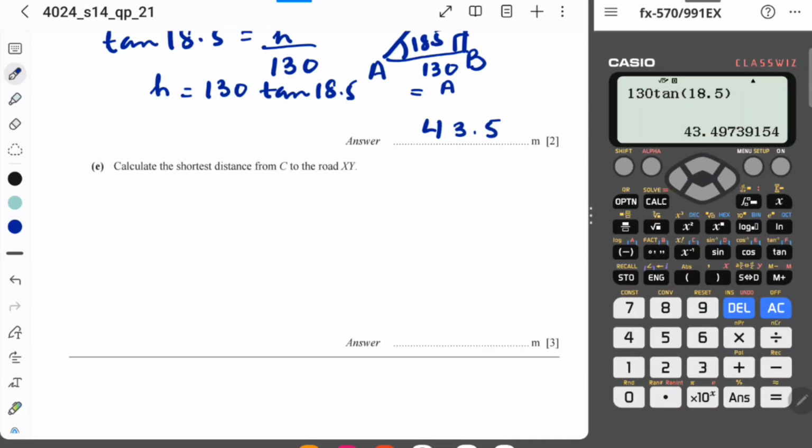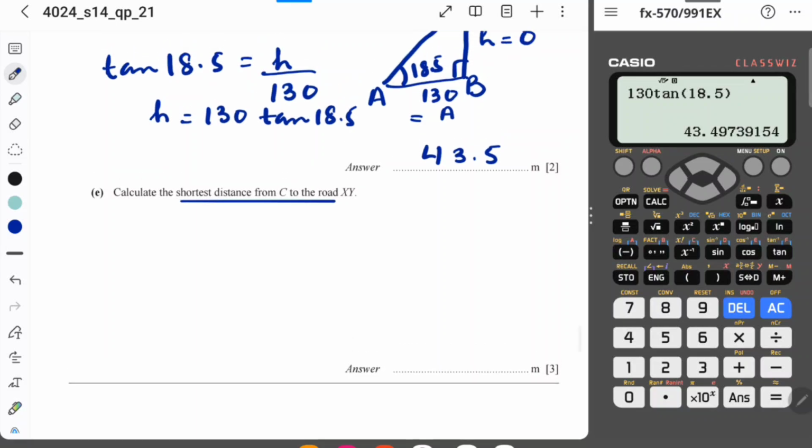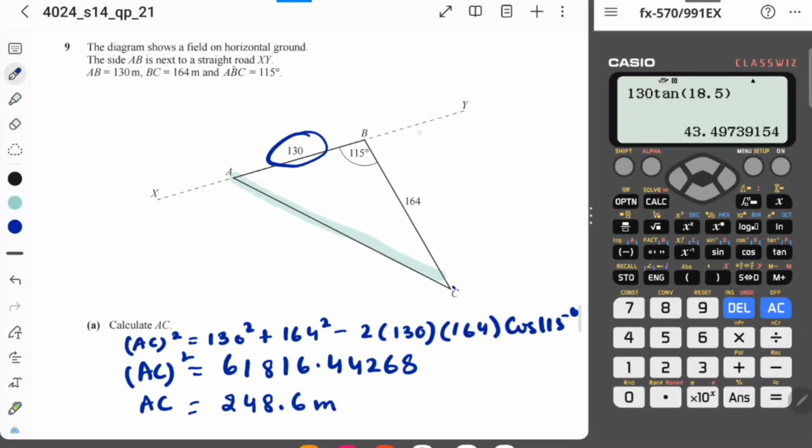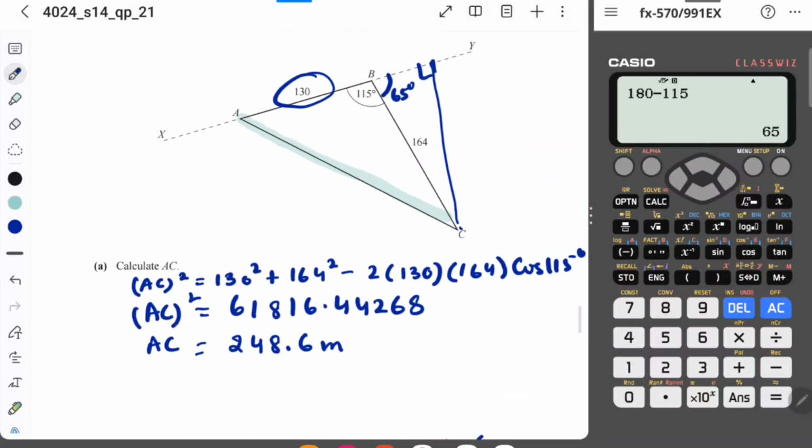All right, go above the question. Shortest distance from C to the road XY. From XY we are going straight. The shortest distance. All right, so this much distance is required from C to the road, and this is 164, and we know this. How much is this angle? 180 minus 115, because it's on the straight line, that is 65 degrees. All right, so I'm just drawing the diagram. 65, 90 and 164.